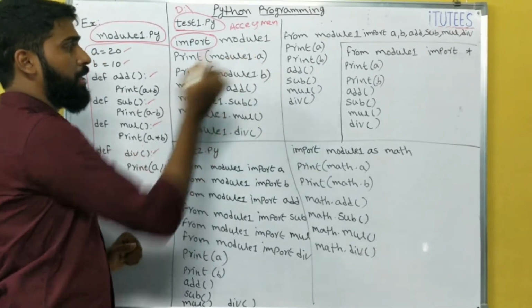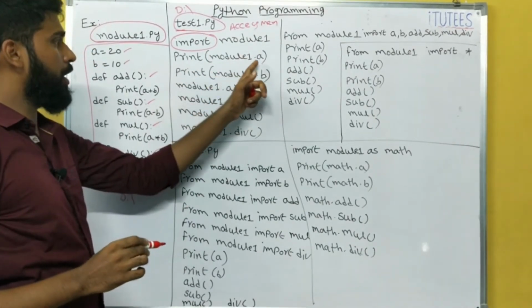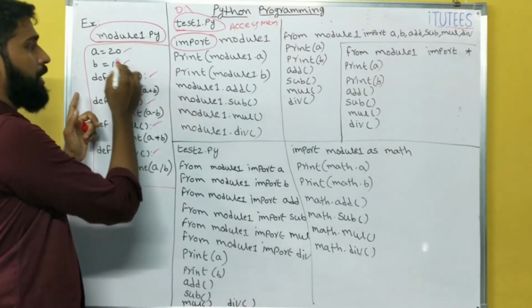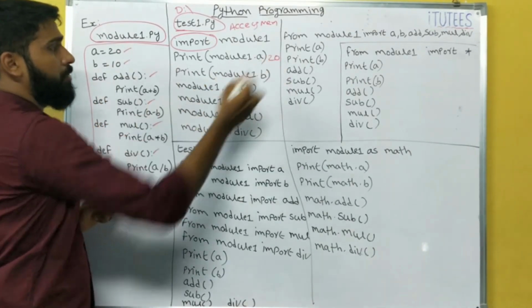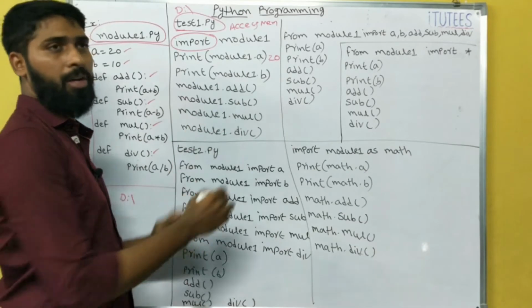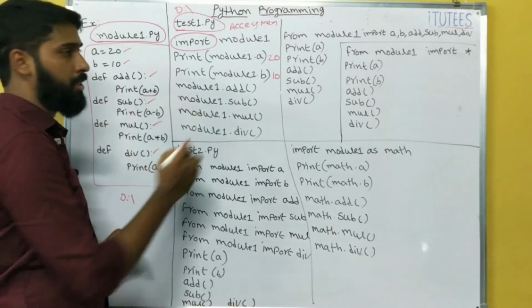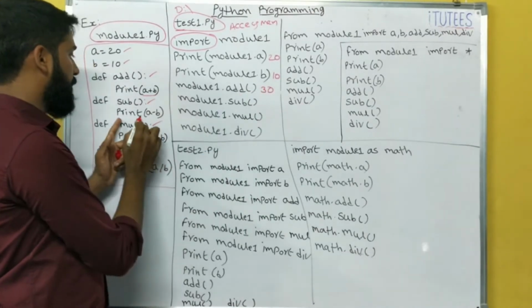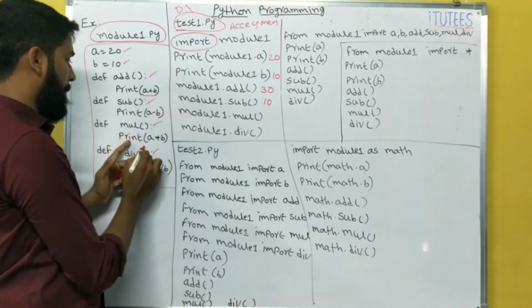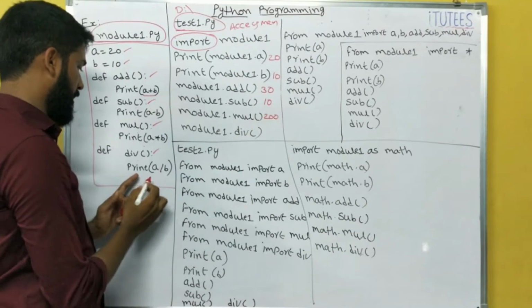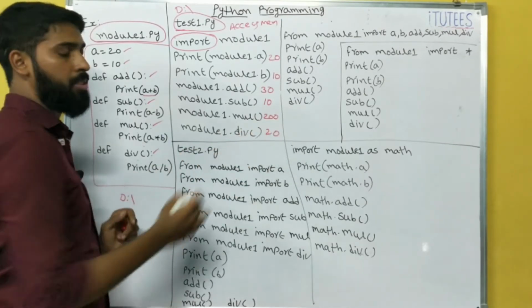So module1.a. The module1 is here. What does it print? It prints 20. Same like that, module1.b is 10. Add a plus b, that means 30. Subtraction 10. Multiplication 200. Division 2.0.